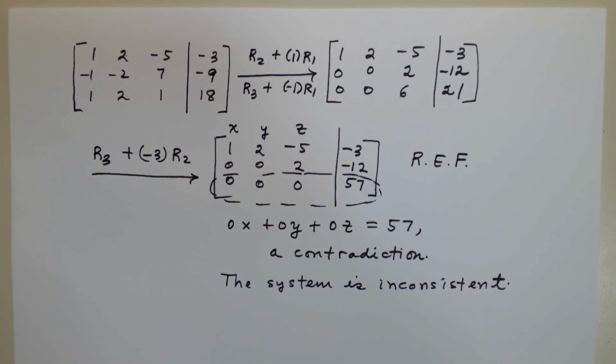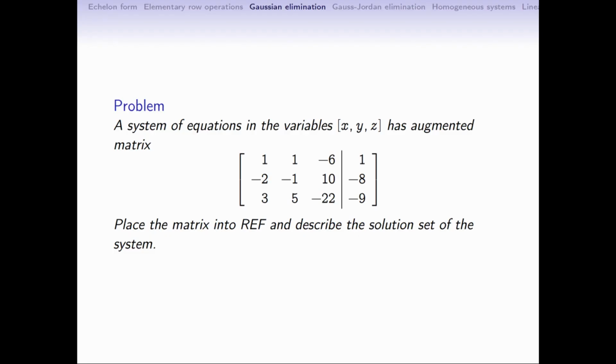Okay, that's an interesting example. I've got another one cooked up for you. Let's go back to the class notes and take a look at that. A system of equations in the variables x, y, z has augmented matrix given below here. Place the matrix into row echelon form and describe the solution set of the system. Let's go to the document camera and take a look at this problem in some detail.